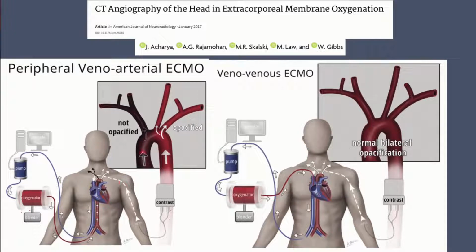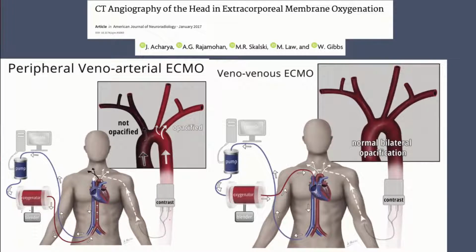And then they measured with a scan the opacification, the radiographic imaging, and they were able to see that this section was opacified, so it was radiogenic, you could see it, and here you did not see the contrast. And in this particular scenario, they were able to get the contrast to go all the way up. So this is normal bilateral opacification that you see here.